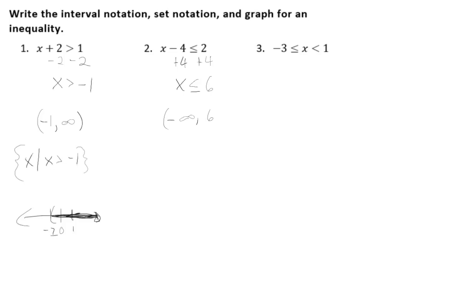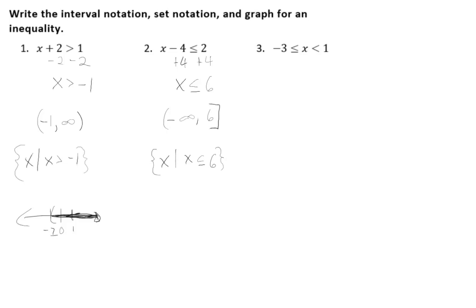-infinity always gets a parenthesis, and this 6 is included, so it gets a bracket. All right. For set notation, it would be x such that x is less than or equal to 6, and put those curly brackets around it.